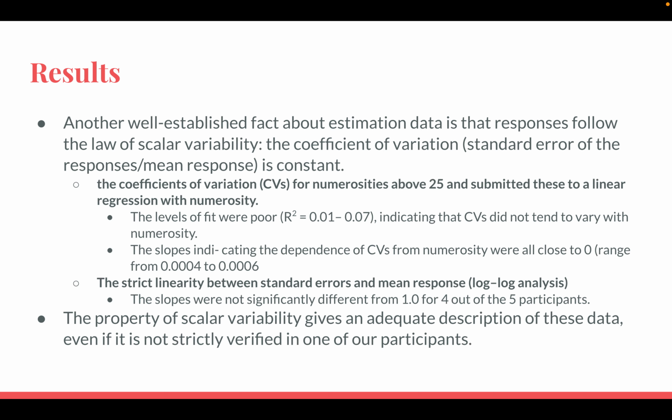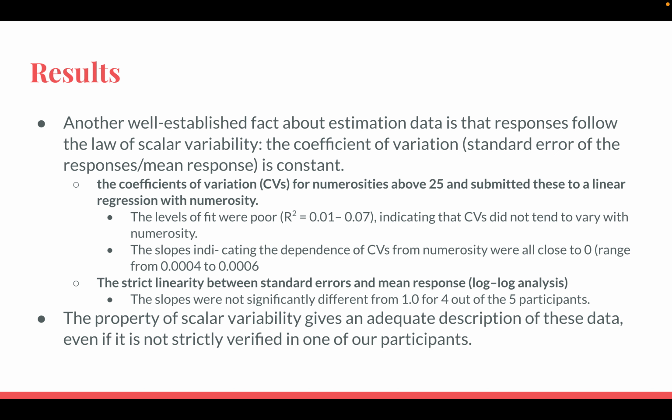Two separate analyses were completed to test for scalar variability in this data. First, for each participant, they computed the coefficient of variation for numerosities above 25 and submitted this to a linear regression with numerosity. The levels of fit were poor, indicating that CVs did not tend to vary with numerosity. Next, as a second, more sensitive test of the straight linearity between standard errors and mean response, they used a log-log analysis.